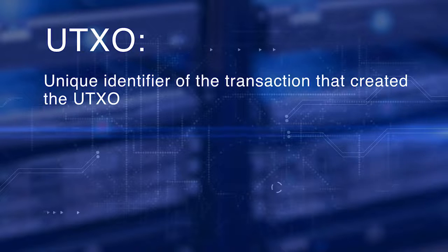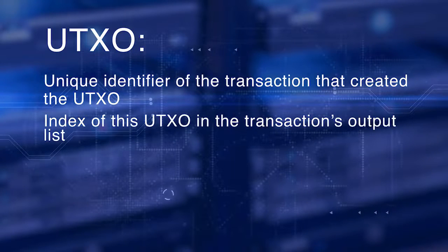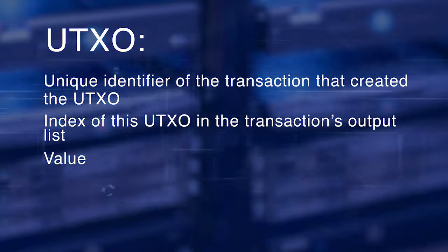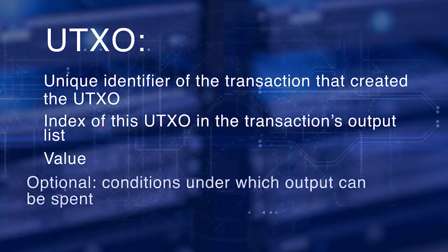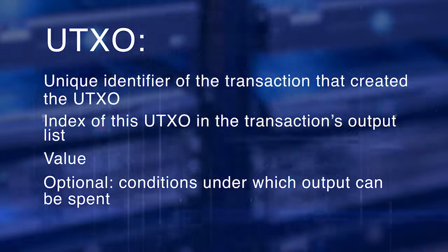The structure of a given UTXO is very simple. It includes a unique identifier of the transaction that created this UTXO, an index or the position of the UTXO in the transaction's output list, a value or the amount it is good for, and an optional script, the condition under which the output can be spent.